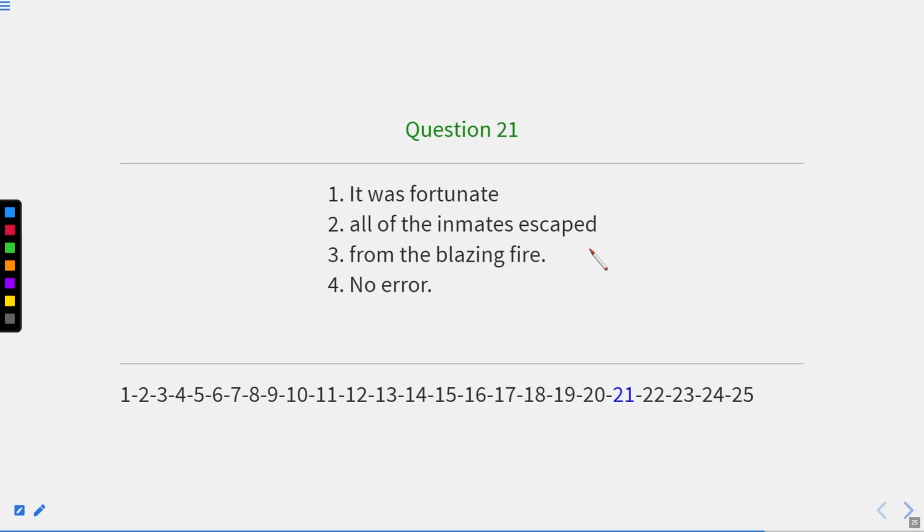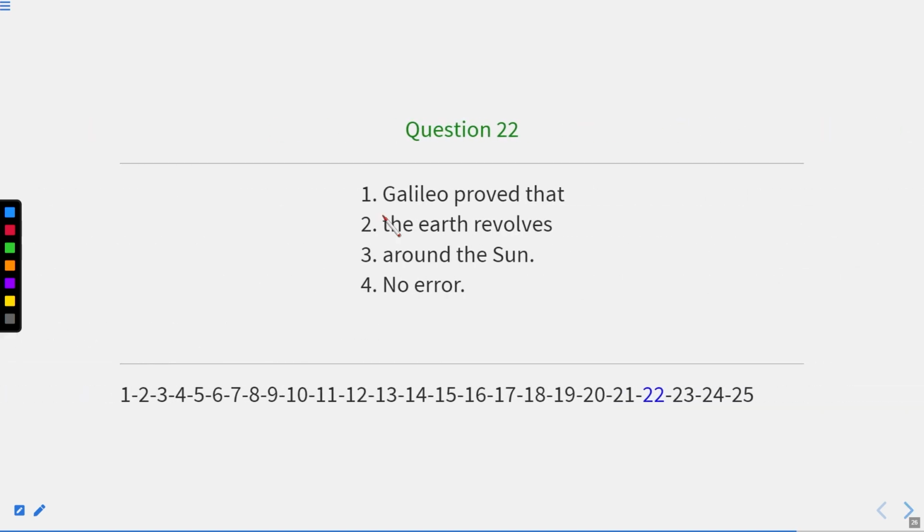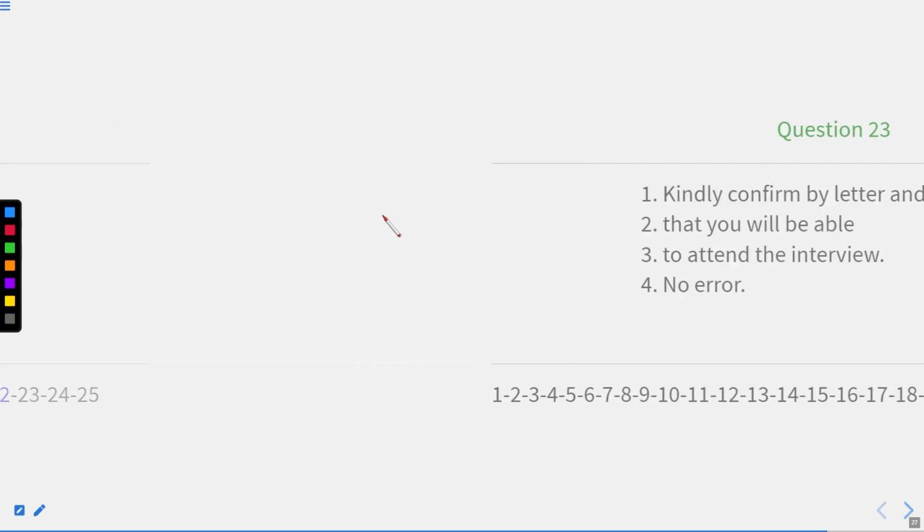Now this is question number 21. It was fortunate all of the inmates escaped from the blazing fire. Now from that all inmates escaped. It was fortunate what? That. So here we need to add that. So the error is in part second of the sentence, because that should be used before this. Now let us move to the next one. Galileo proved that the earth revolves around the sun. So it should be no error, as we know well that this is a universal truth.